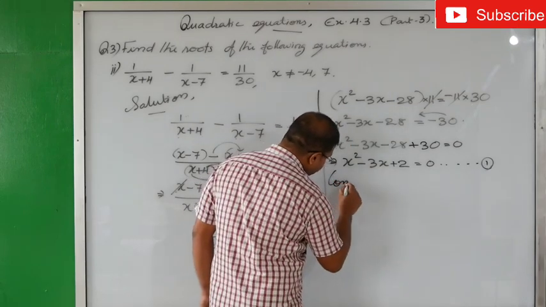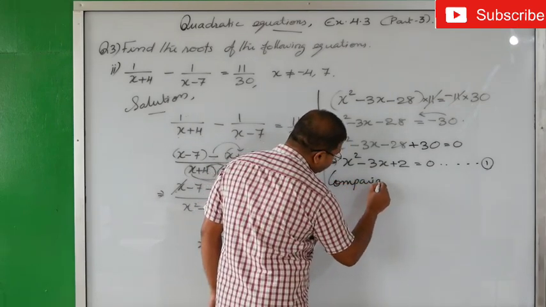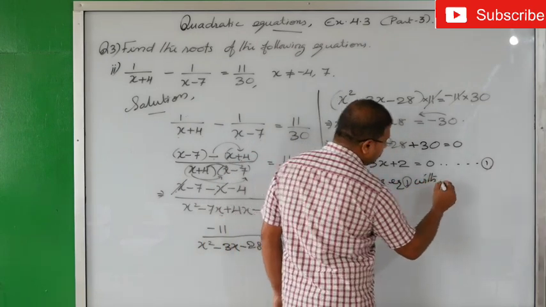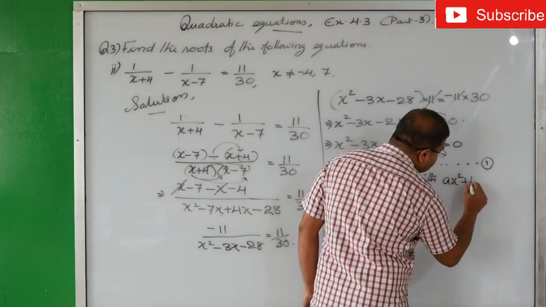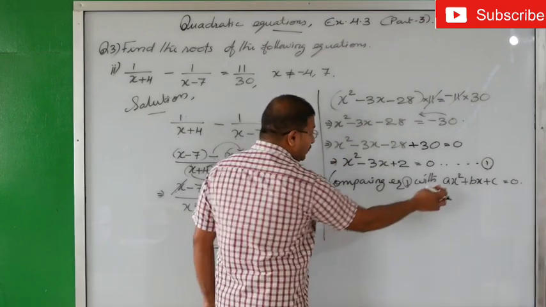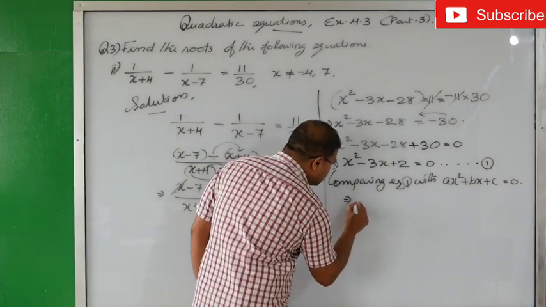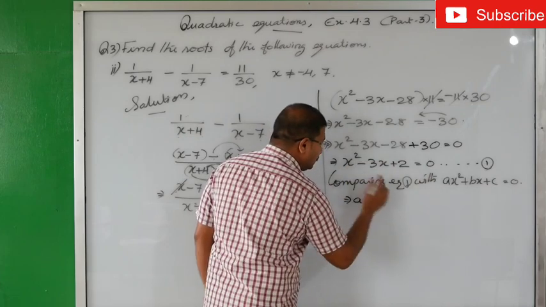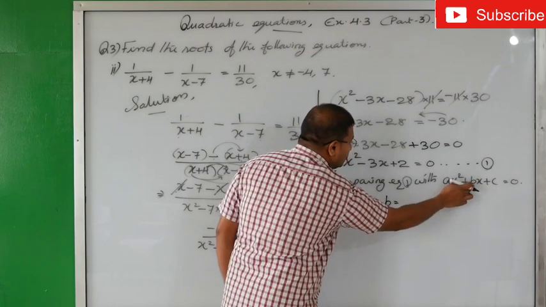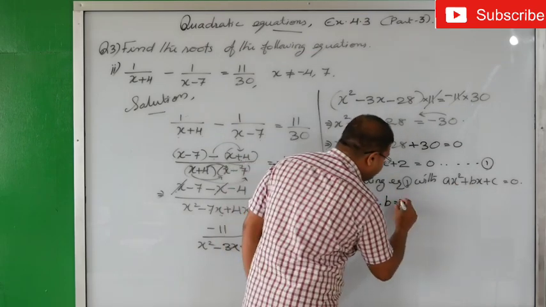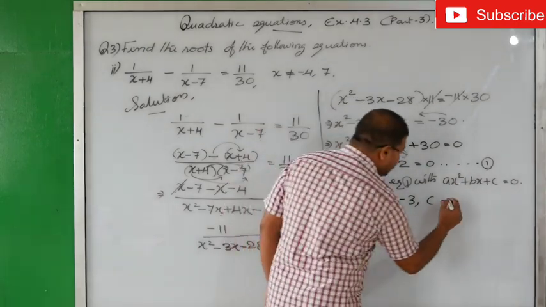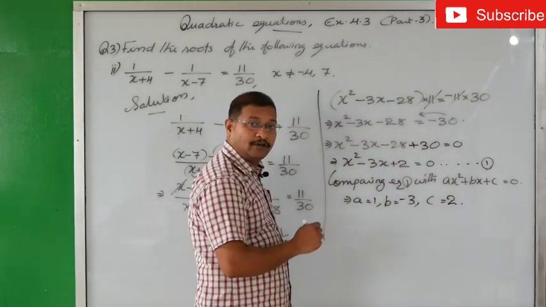Now what will you write? Comparing equation 1 with ax square plus bx plus c equal to 0, the general equation. That means in place of a, what can you write? The value of a, first one, there is no number, means 1. And what is the value of b? Minus 3. And what is the value of c? Plus 2, that means 2. Then what will you do?